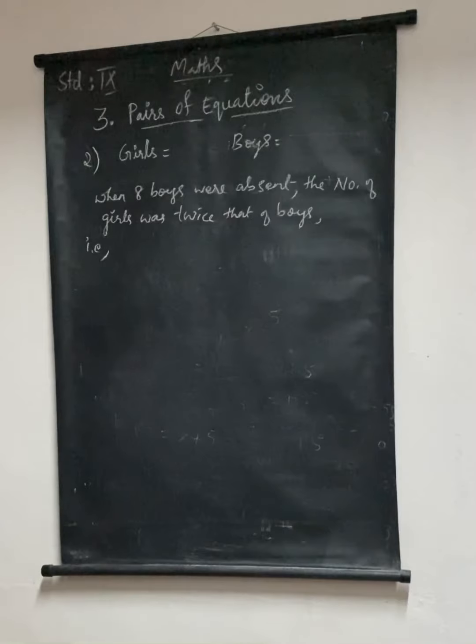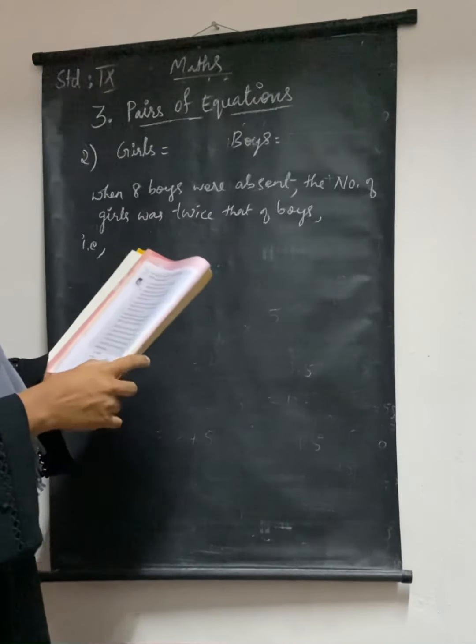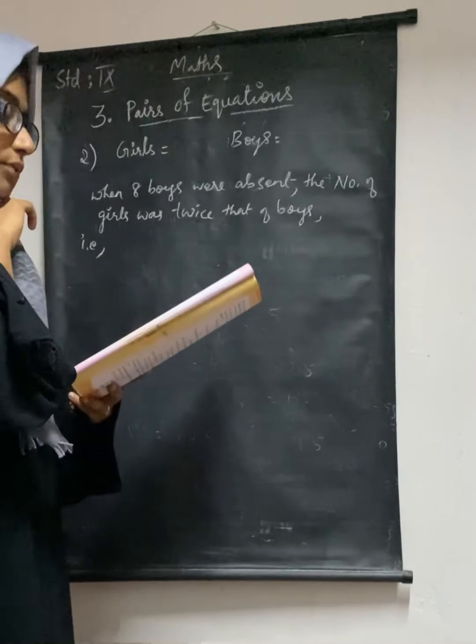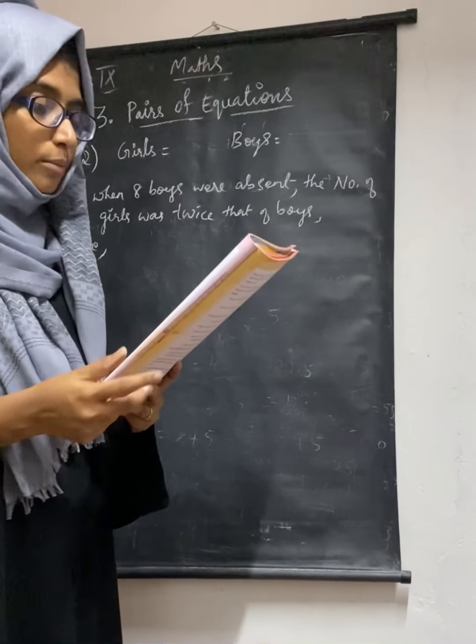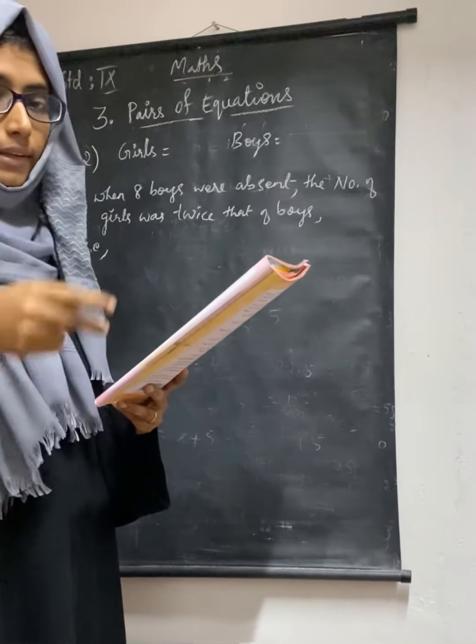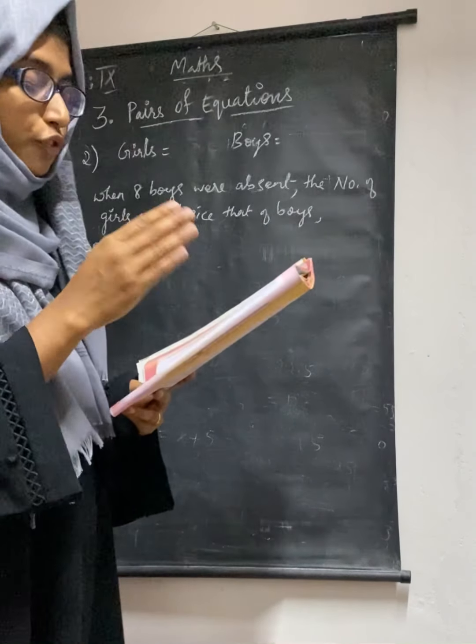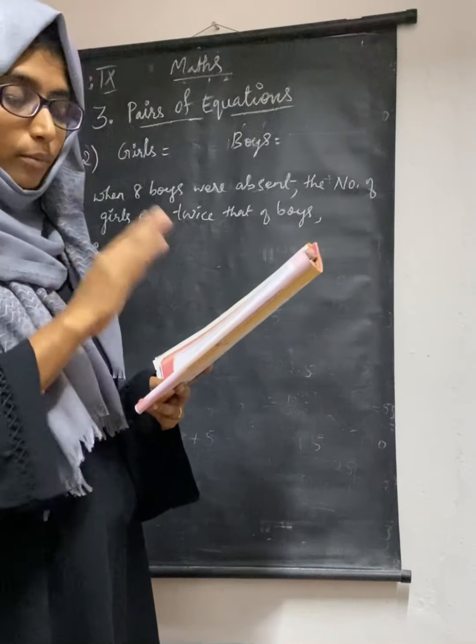Okay, we'll move on to the next question, page number 36, second question. So we'll read the question first. A class has 4 more girls than boys. Means boys and girls are there, and girls are 4 more than boys, 4 girls extra.